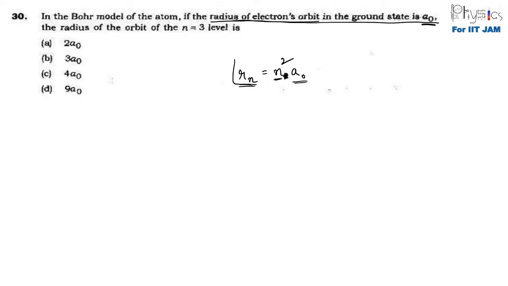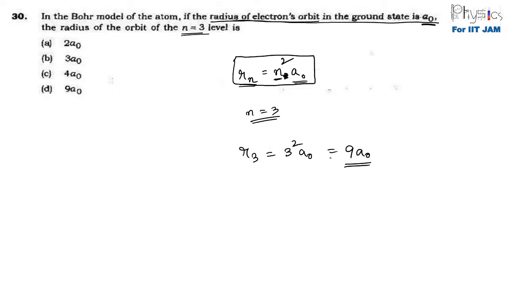So simply by using this formula we can solve this question. Here it is given that n equal 3, we need to find the radius of the orbit at n equal 3. So if we use n equal 3, we get R3 equal 3 square A0, that is 9A0. That is option D. Yes, Shagoto, you're right. It is option D.